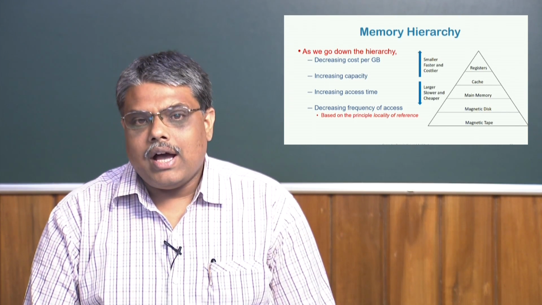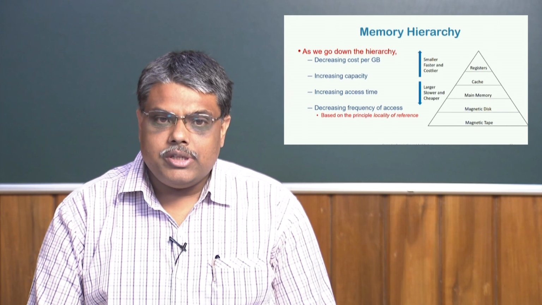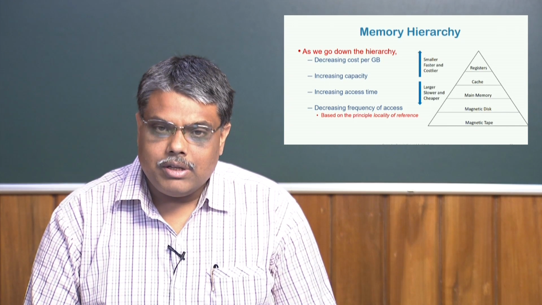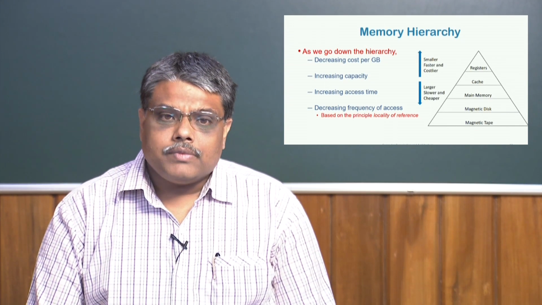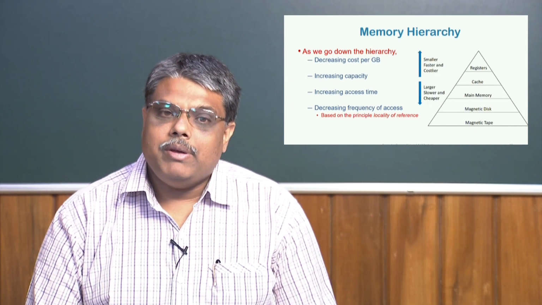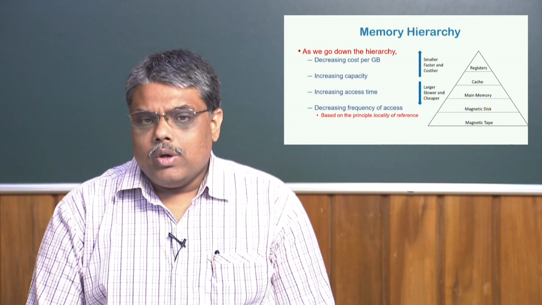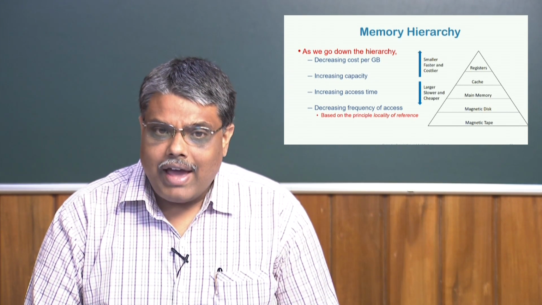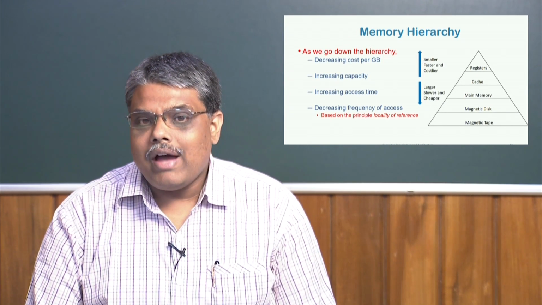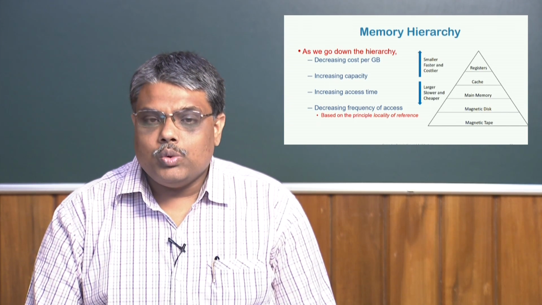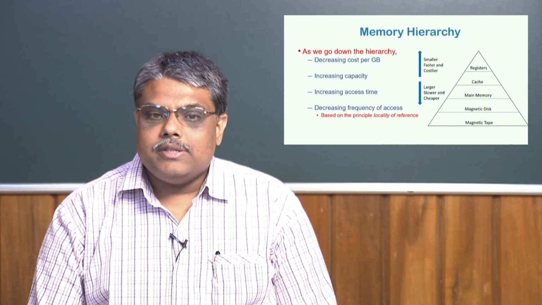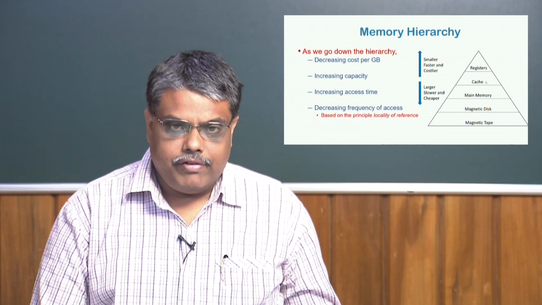So, as we go down the hierarchy, we have decreasing cost per GB, and increasing capacity, because it is cheaper, we can have more of that memory. But we also have increasing access times. As we go down the hierarchy, memories become slower, and we have decreasing frequency of access. This phenomenon of decreasing frequency of access to memories down the hierarchy is based on the principle of the locality of reference.